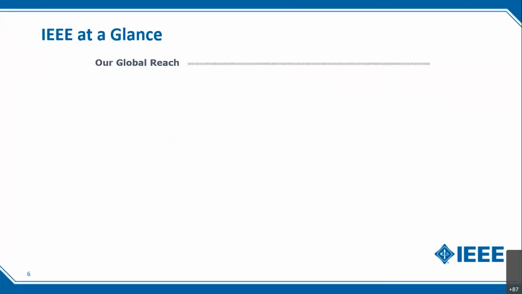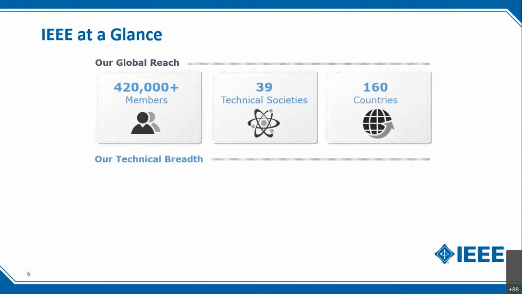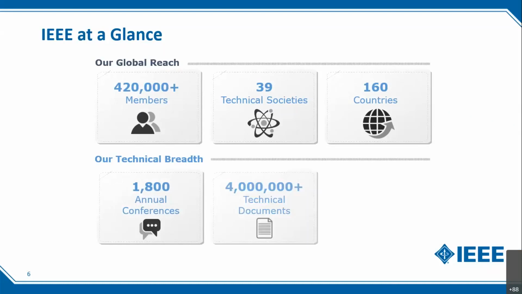Before that, I'll just give you an introduction. What is IEEE at a glance? IEEE has a global reach of around 420,000 members worldwide, based in 160 countries. There are 39 technical societies, which cover different special niches in the areas of electrical and electronics engineering. IEEE organizes about 1,800 conferences annually, and IEEE publishes about 4 million technical documents every year, and has top cited journals.